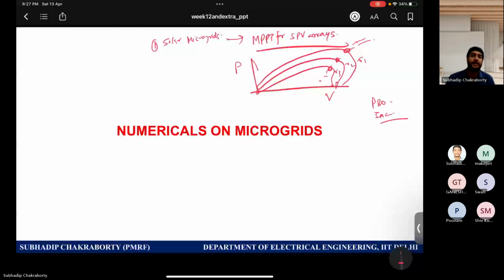Now, can anyone tell me, is it a mechanical MPPT or an electrical MPPT for solar projects, where we have the solar photovoltaic arrays, which you must have seen on the roads, on buildings or on rooftops? Is it an electrical or a mechanical phenomenon?